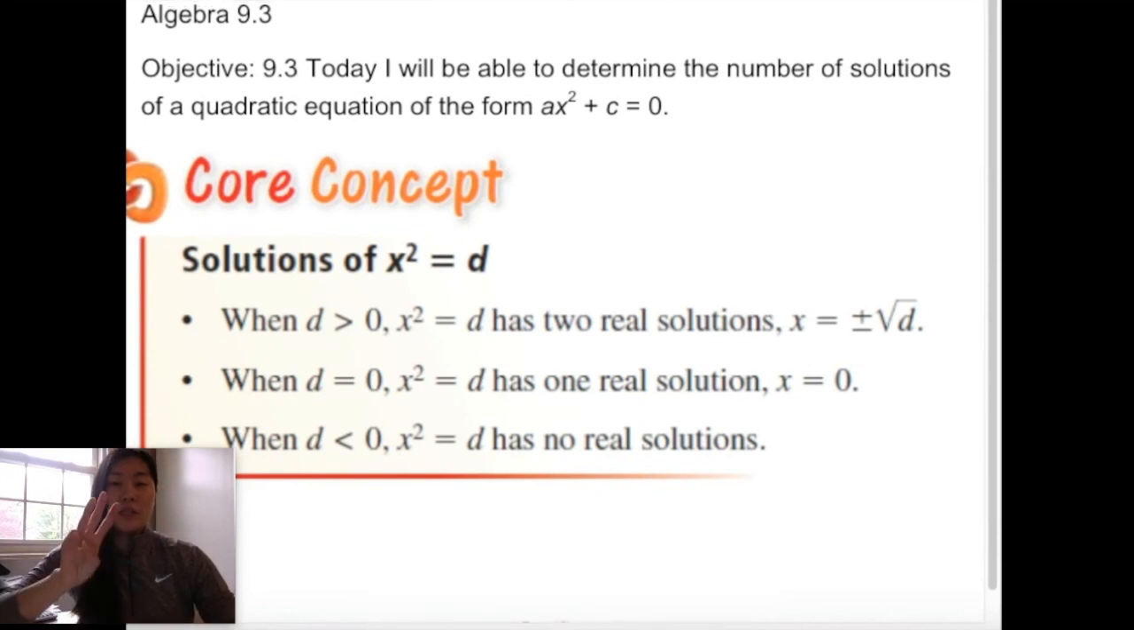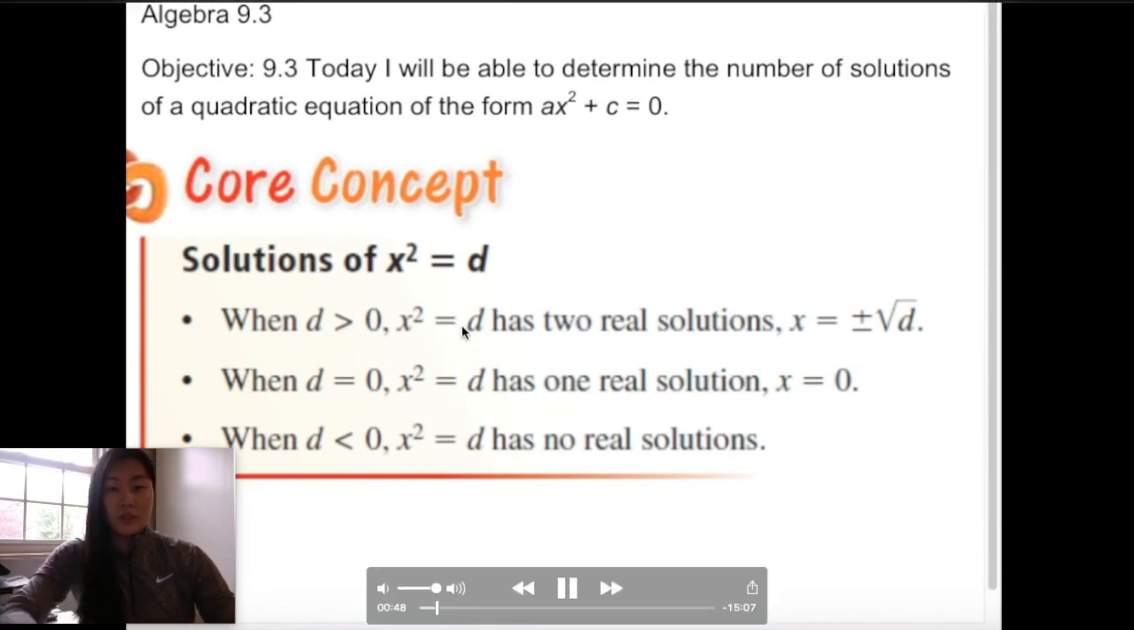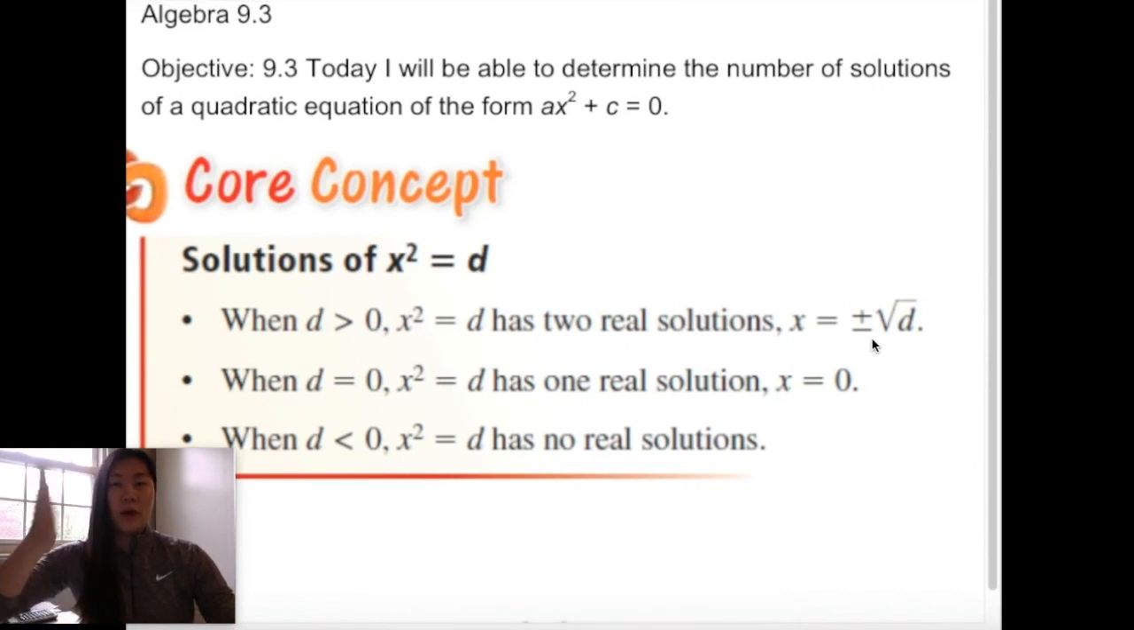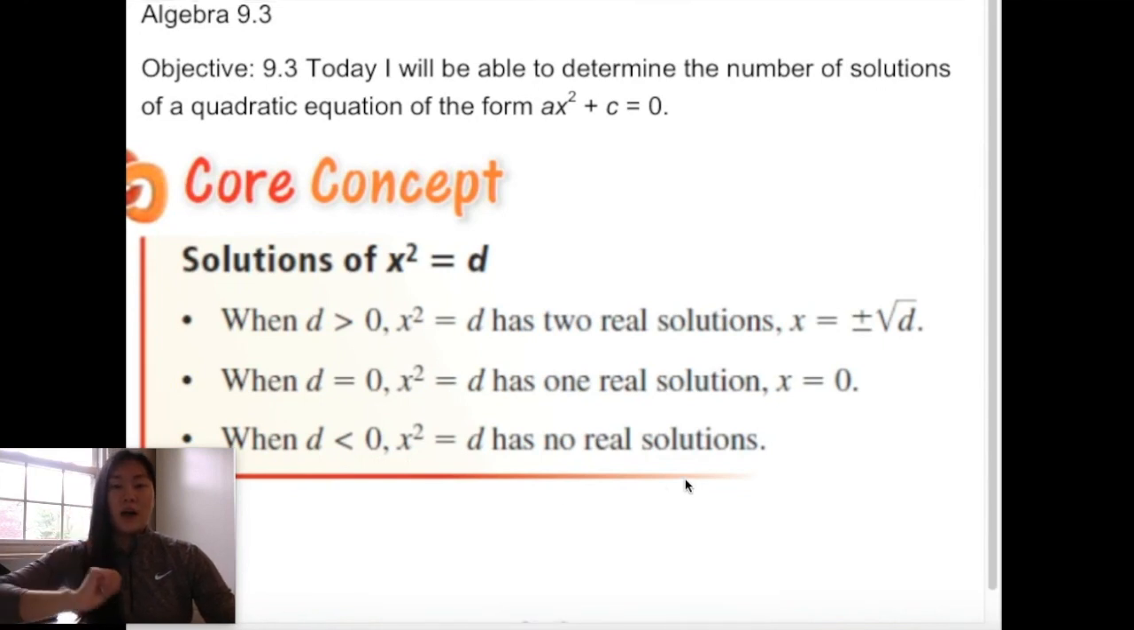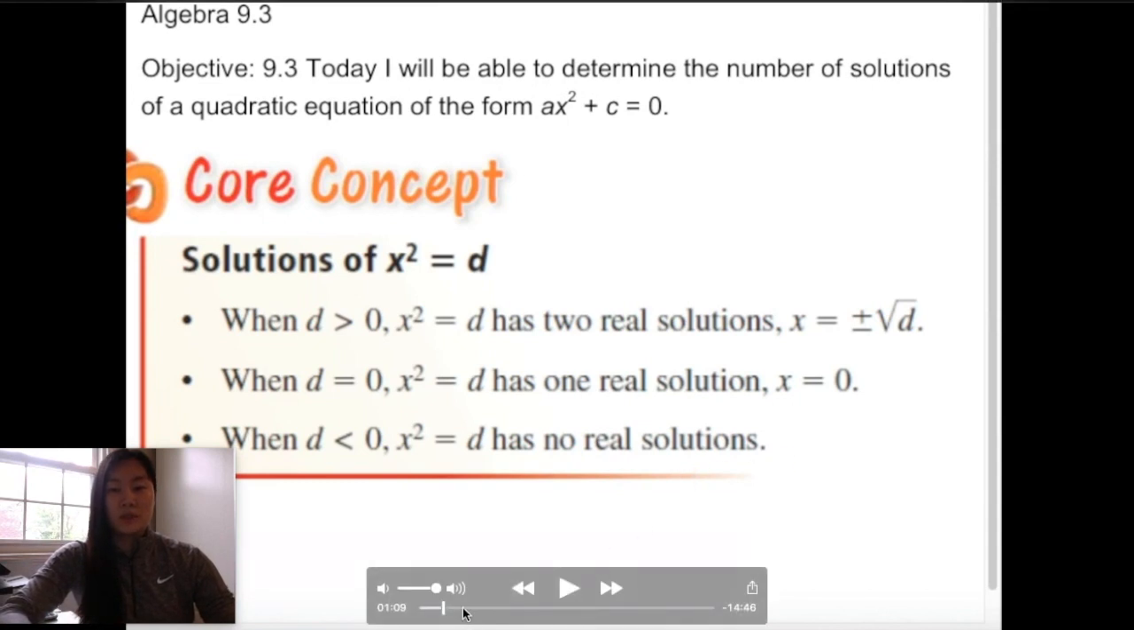So there are three different types of solutions. When d is greater than 0, like 2, 3, 4, 5, 6, it has two real solutions. So remember we talked about plus and minus signs. We're going to have one positive and one negative solution to the equation. But when d is equal to 0, then it has only one solution, which is 0, because if x squared is equal to 0, then all you can get is 0. When d is less than 0, x squared equals d has no real solutions. So those are the three types of solutions that you can get from x squared equals d.